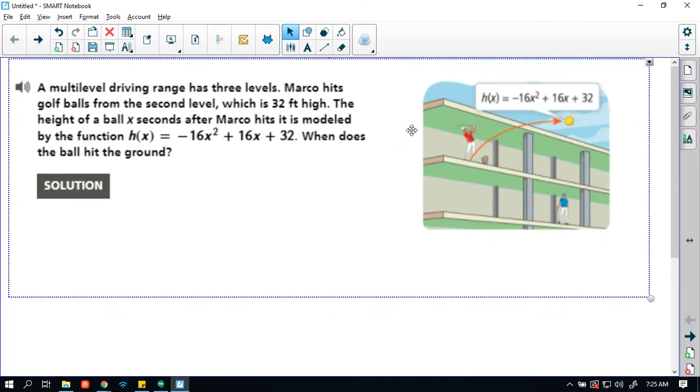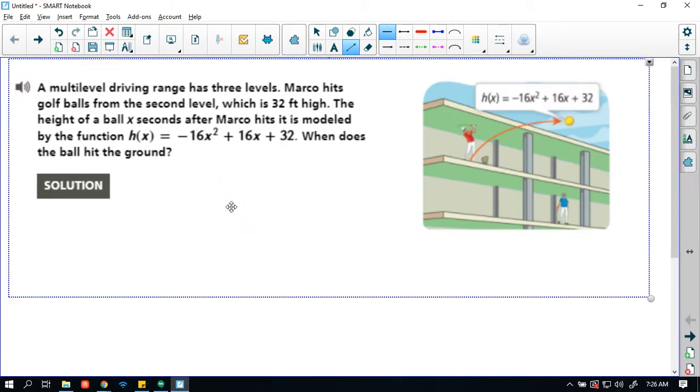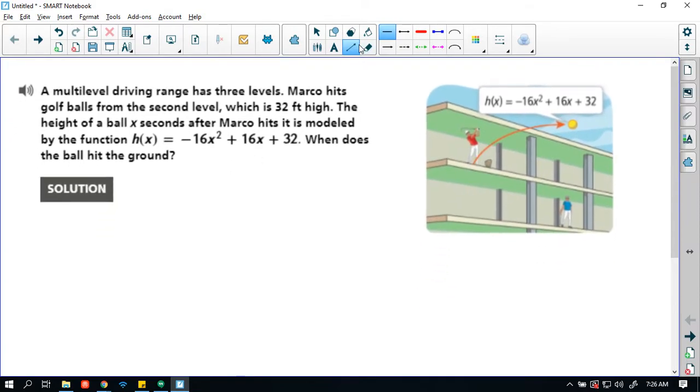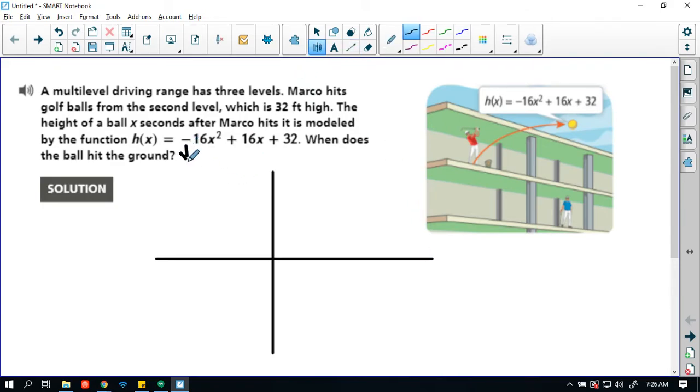So what I want to think about here is what's happening with this graph. Well, this is a negative leading coefficient, which means the coefficient assigned to the highest variable with the highest exponent is called the leading coefficient. So the leading coefficient in this case is negative, which means that my parabola is going to be facing downward. This is a downward facing parabola, or basically the bowl is upside down.